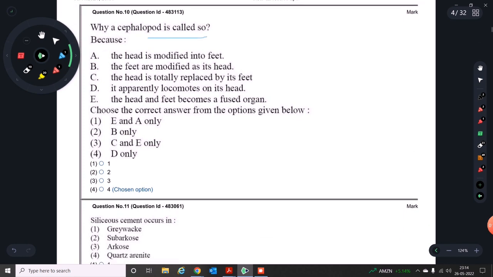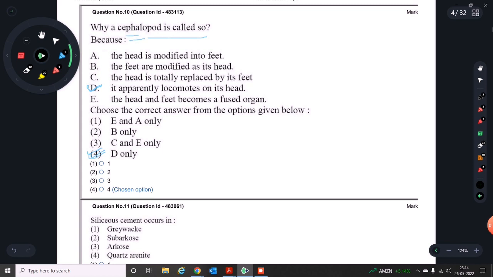Then we have why a cephalopod is called so. Basically, because head is modified into feet, feet are modified at its head. Head is totally replaced by its feet, apparently locomotes on its head. Head and feet become a fused organ. So I guess the option will be 4 only. Okay, fourth option, yes.